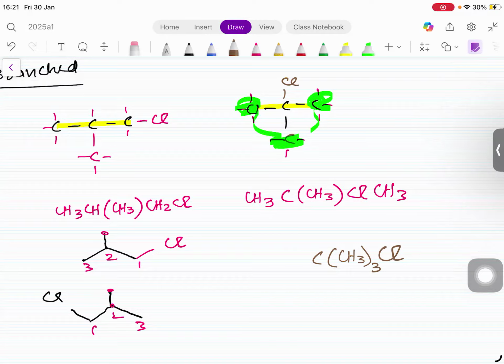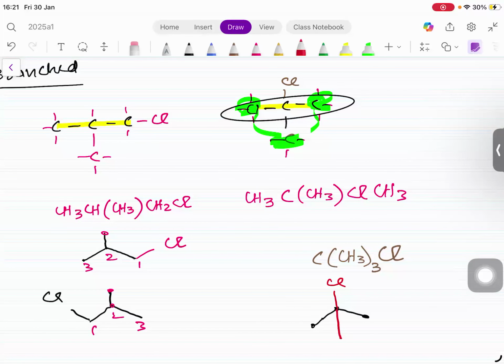And what about the skeletal for this? Skeletal is pretty straightforward. How many carbons in the chain? 1, 2, 3. And the middle carbon contains what? Cl and CH3.